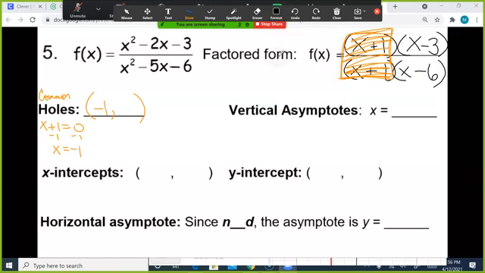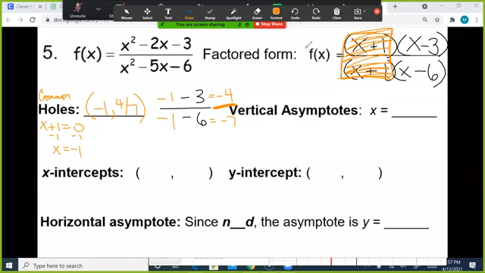So we have x minus 3 and x minus 6 left over. For the x's, we're going to plug a negative 1 in here and a negative 1 in there. Negative 1 minus 3 is negative 4. Negative 1 minus 6 is negative 7. And then I just divide those two together. Negative 4 divided by negative 7. A negative and a negative makes positive 4 over 7.